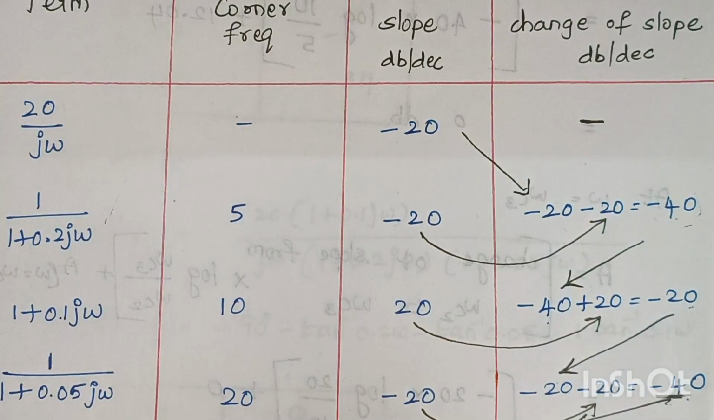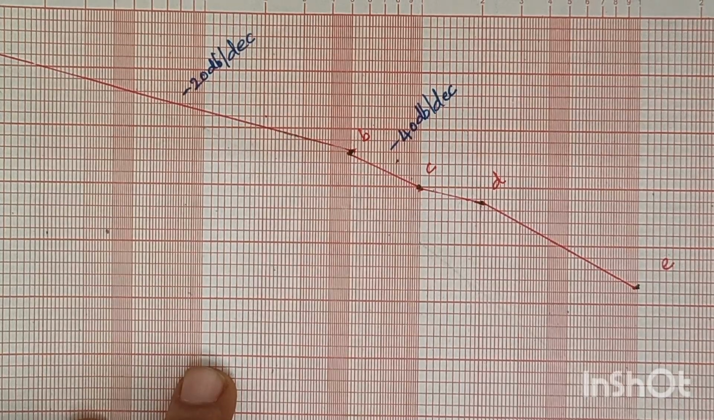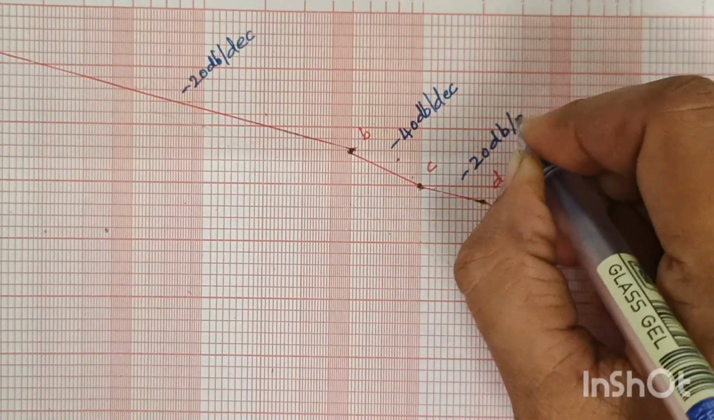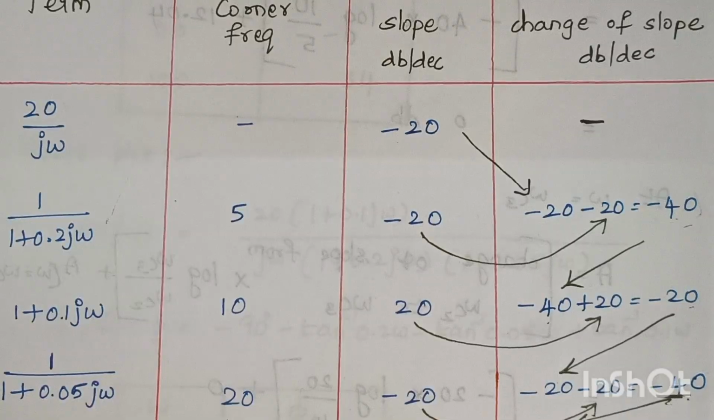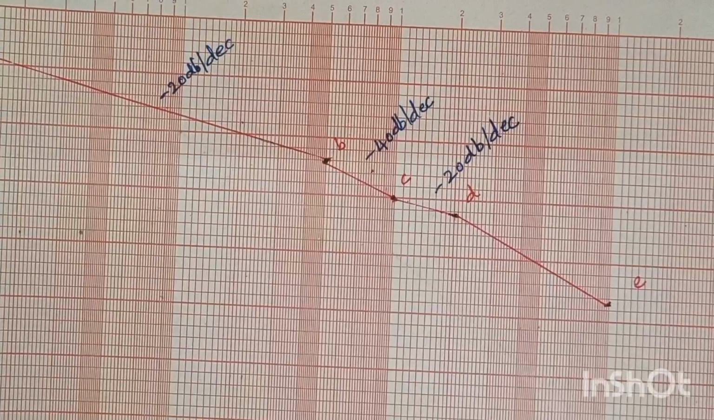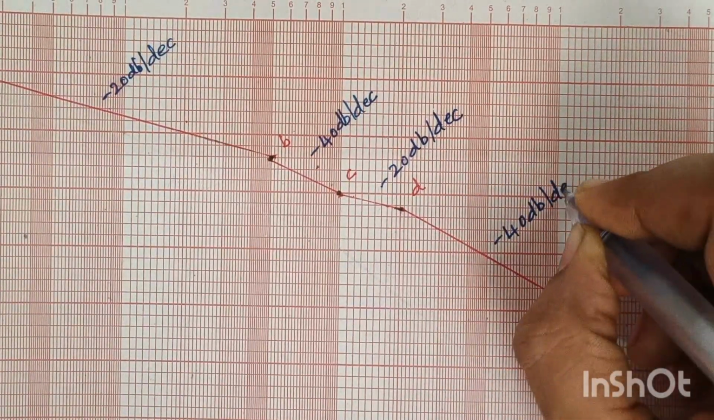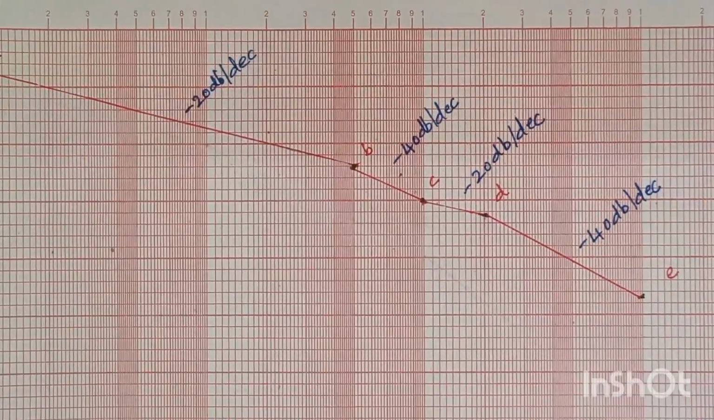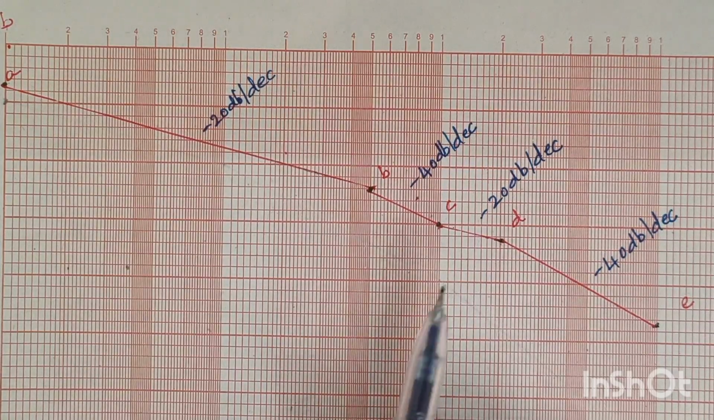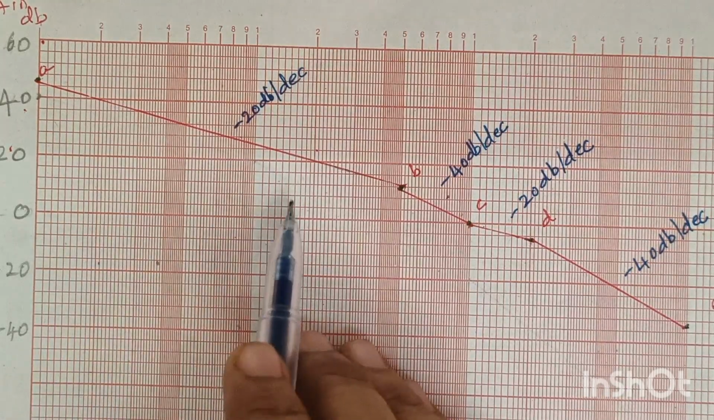Right. Then the next value is minus 20. So here we have to mark it as minus 20 decibel per decade, and here the final value is minus 40, and minus 40 should be marked here, minus 40 decibel per decade. Right, so this is our magnitude plot for the given problem, and the main thing is we have to always highlight this 0 dB line.